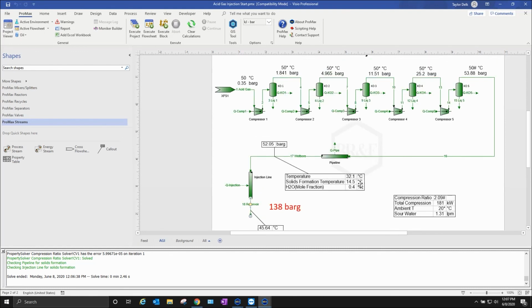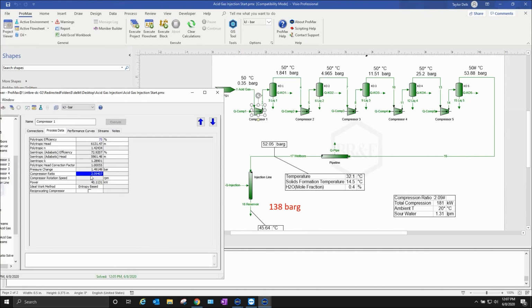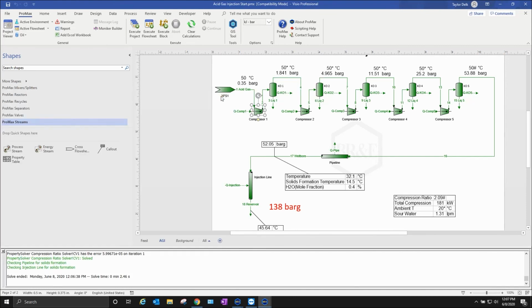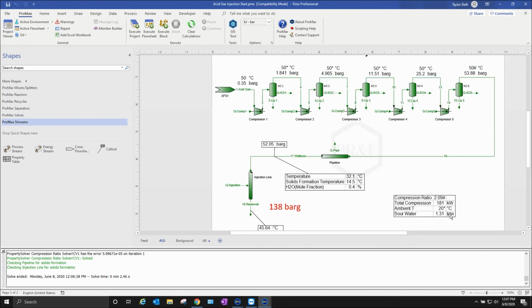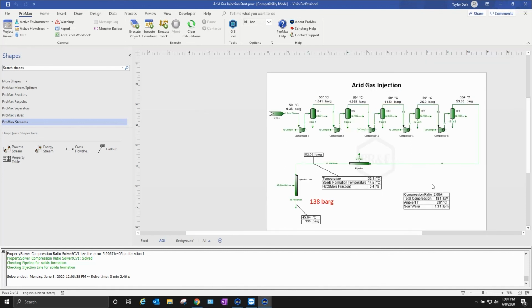Let's look at our solids formation now. That's awesome. We're now above our solids formation temperature. We probably dropped out a little bit more water with those higher compression ratios. Instead of 2, we're now at 2.09. So higher pressures and the same temperatures probably means we dropped out a little more water on the way, and that's why our solids formation temperature is a little bit lower now. All right, so that is the basics of modeling an acid gas injection system.